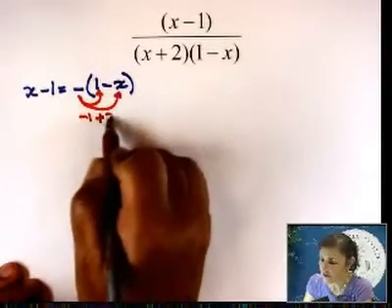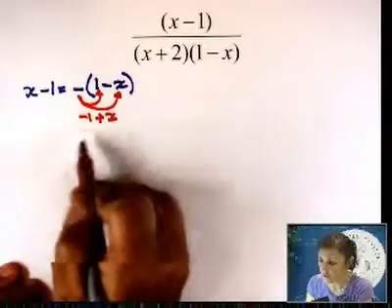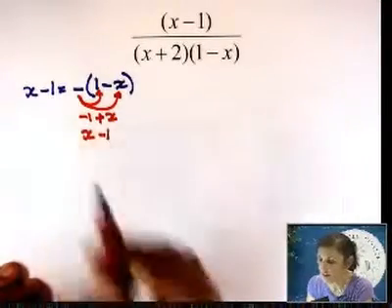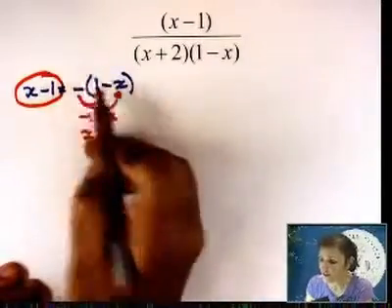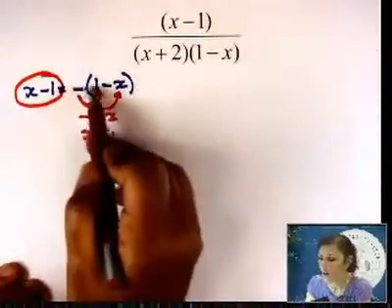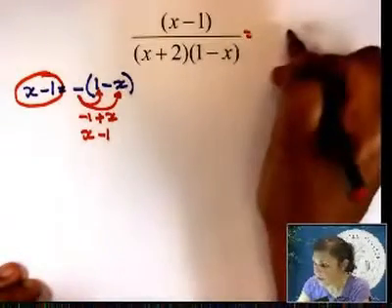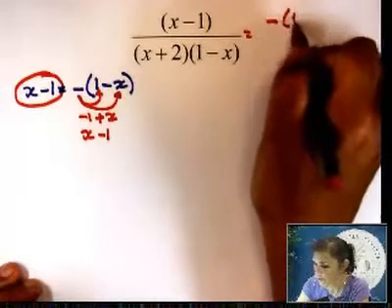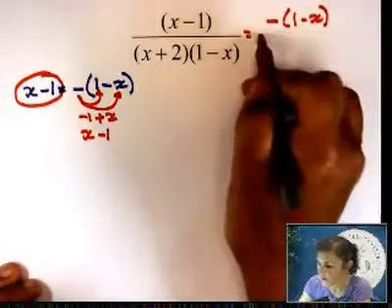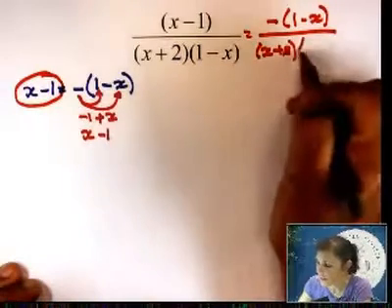positive x. Commutative property of addition says you can switch them around because there's an addition here. X minus 1. Do you see it? X minus 1 is the same as negative the reverse version of it, 1 minus x. So what does that mean? I can write x minus 1 as negative 1 minus x over x plus 2, 1 minus x.